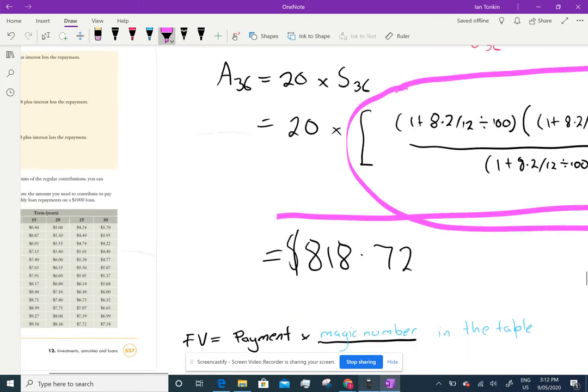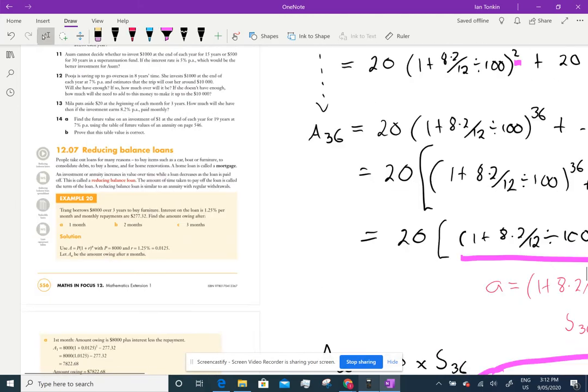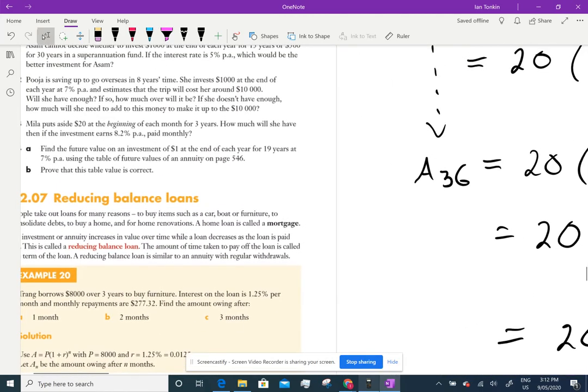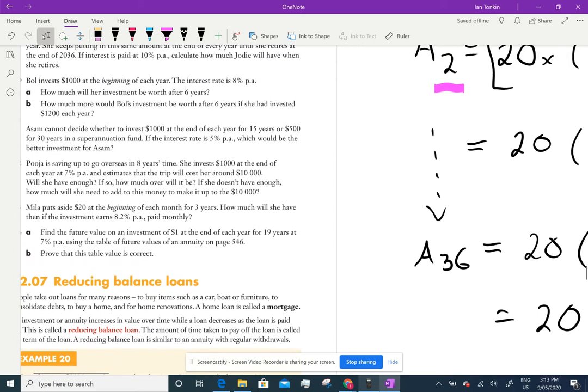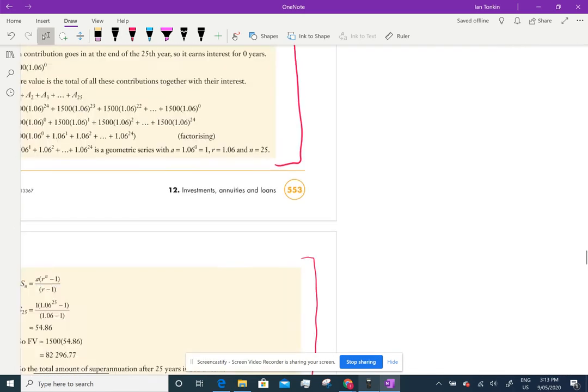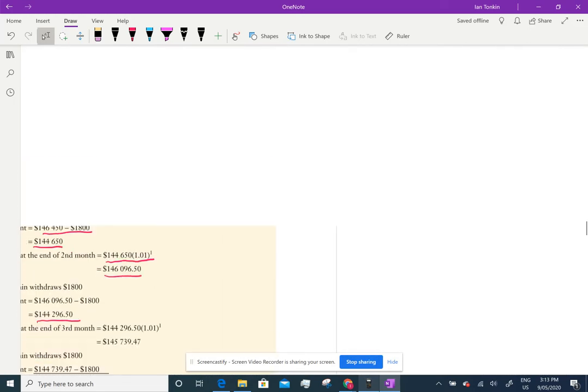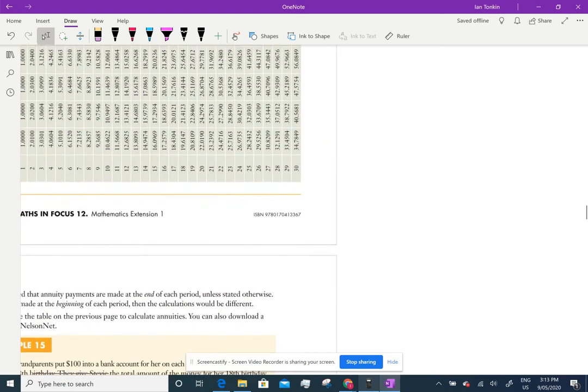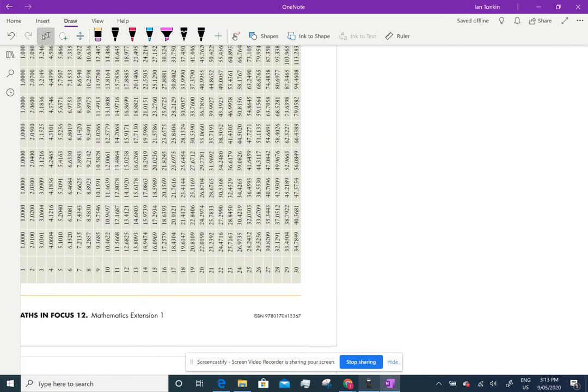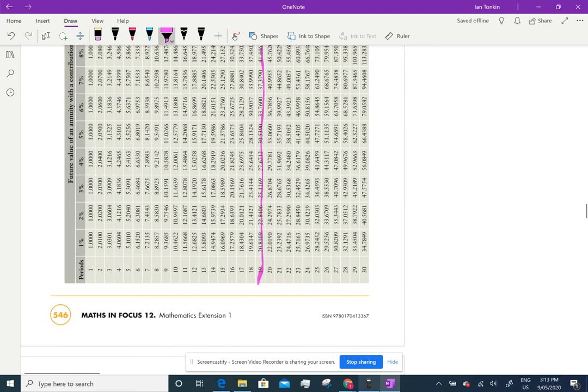So what they want to find in question 14 is they want you to find $1, because the tables are based on $1, for 19 years, 7%. Find the future value. 19 years, 7% per annum. So go all the way back to this table. It'll come up shortly. All right, 19 years. So this one, 7%.